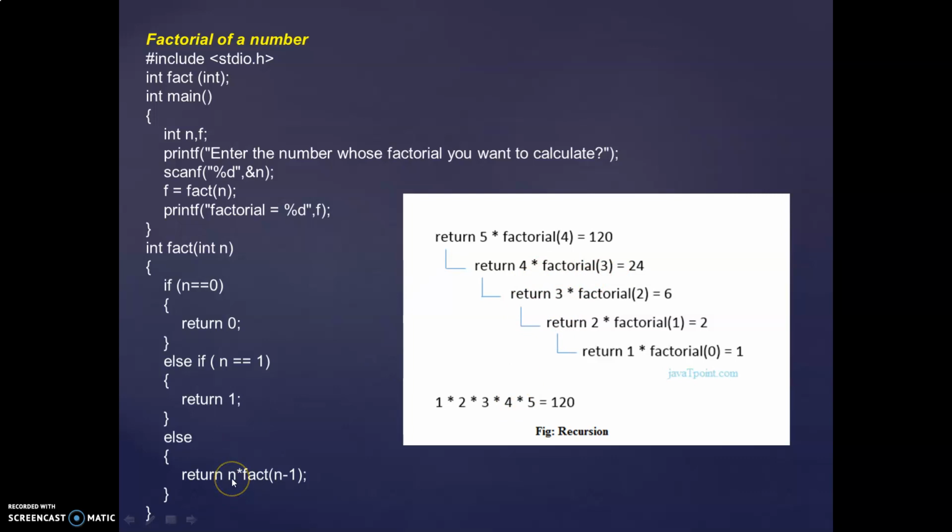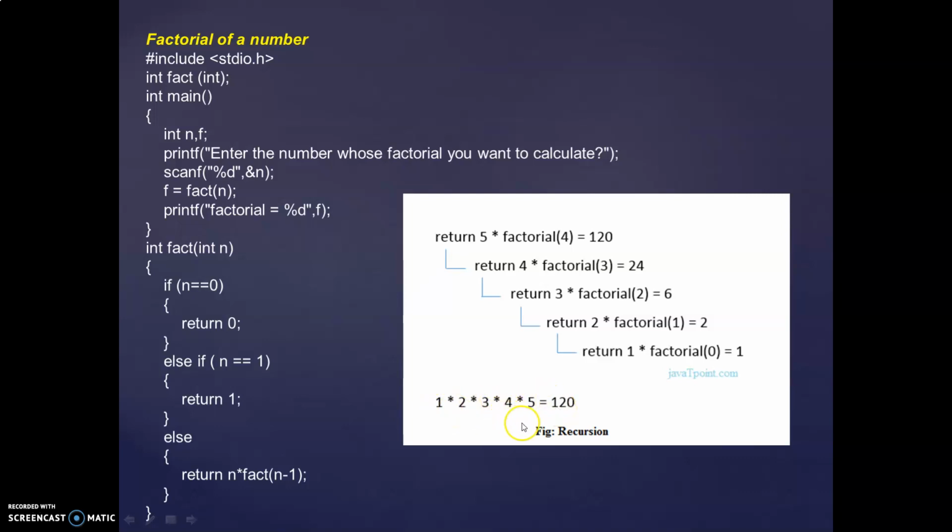So 5 is here. 5 into factorial of 5 minus 1, that means 4. 5 is stored inside the stack. 4 into factorial of 4 minus 1, 4 is stored inside the stack. 3 is the new number. 3 into factorial 2, that means 3 minus 1, 2. 3 is stored here. 2 into factorial of 2 minus 1, 1. 2 is here. Again, 1 into factorial of 1 minus 1 is 0. So the numbers stored here are 1, 2, 3, 4, 5.